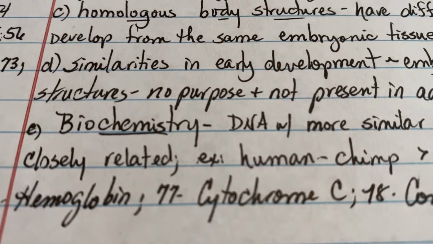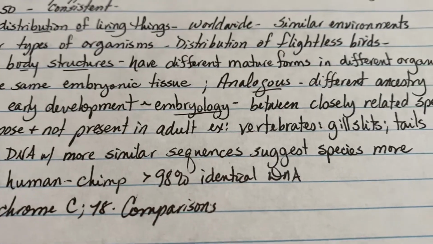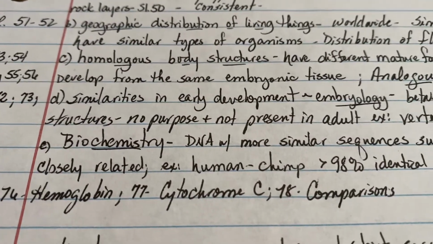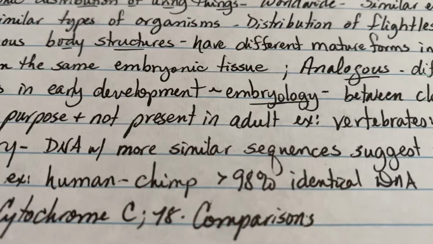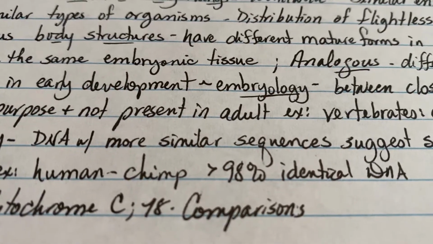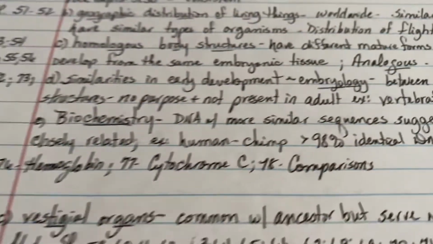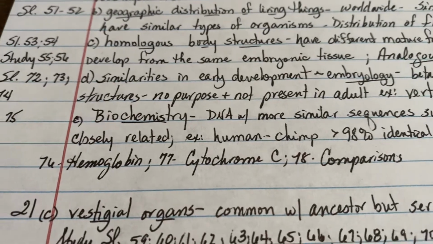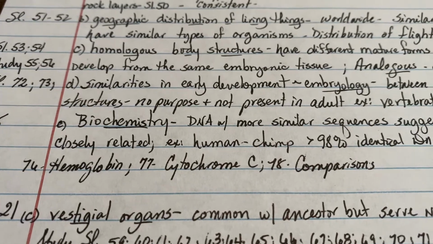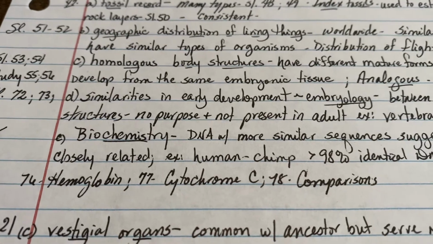Biochemistry shows many, many relations. DNA with more similar sequences suggests that species are more closely related. For example, and this is really wild, humans and chimpanzees have more than 98% identical DNA. If you look at slide 76, you can see a comparison of hemoglobin. 77, cytochrome C. 78, another comparison.